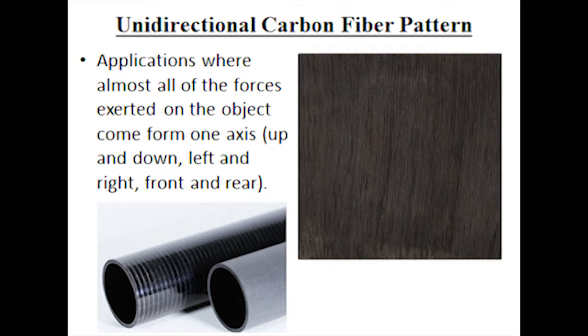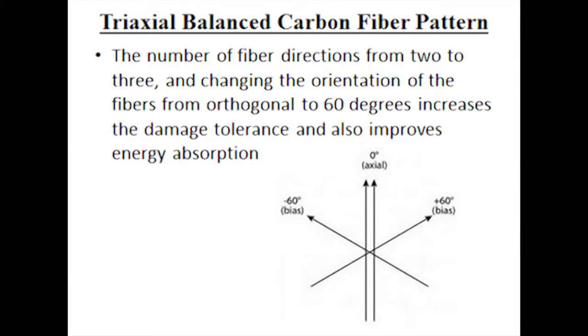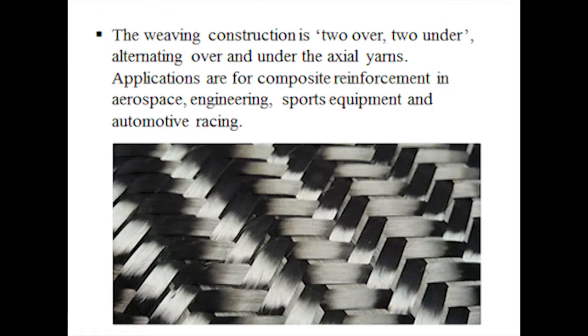Next one is the unidirectional carbon fiber pattern. Where the force exerted on the object comes from one axis, we use this pattern. Next one is the triaxial balanced carbon fiber pattern. In this, the orientation is 0 axial, plus 60 biased and minus 60 biased, as shown in the figure. This pattern is a 2 over 2 under pattern and it is used in aerospace engineering, sports equipment and automotive racing.